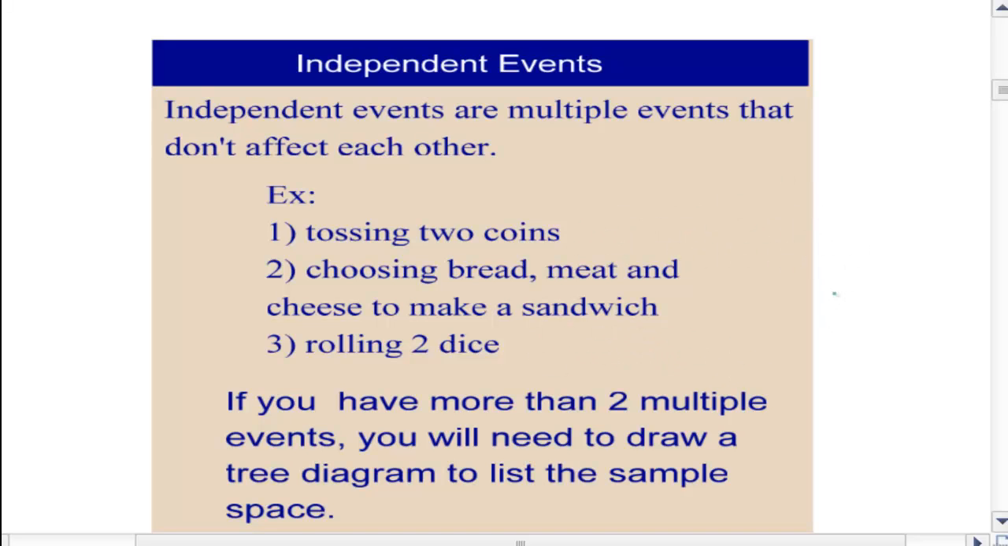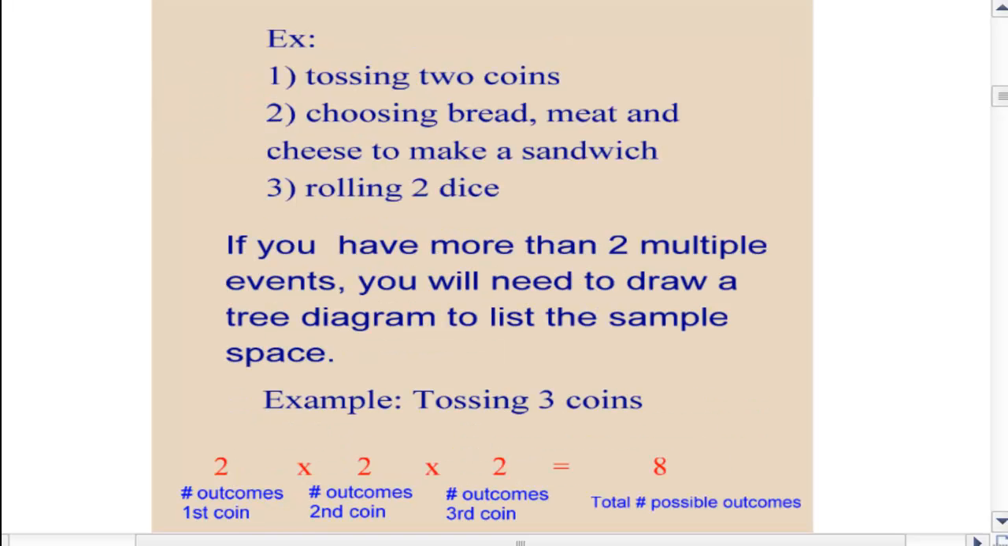If you have more than two events, you'll need to draw a tree diagram to list the sample space. We'll be working with the fundamental counting principle to help us do this. The fundamental counting principle tells us that if we are working with multiple events that are independent of one another, however many outcomes we have for the first event can be multiplied by however many outcomes we have for the second event to get our total number of outcomes.